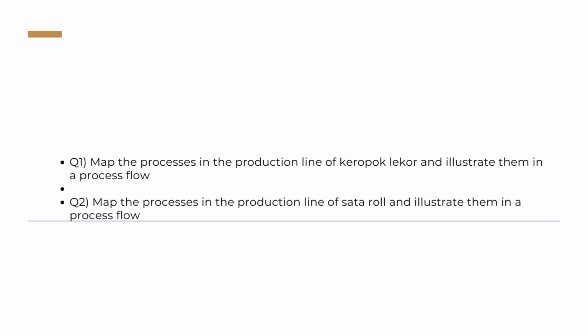The first question for this project case study is to map the processes in the production line of keropok leko and illustrate them in a process flow. The second question is also mapping the processes in the production line of the second product, which is the sata roll, and illustrate them in a process flow. Because before you do any production planning or problem solving, you need to map them in a process flow chart. Otherwise, we wouldn't have known what is actually wrong or what is actually lacking in the processes.